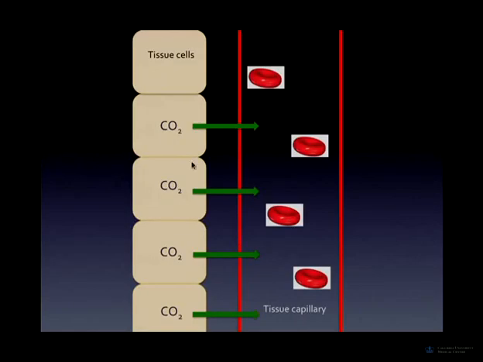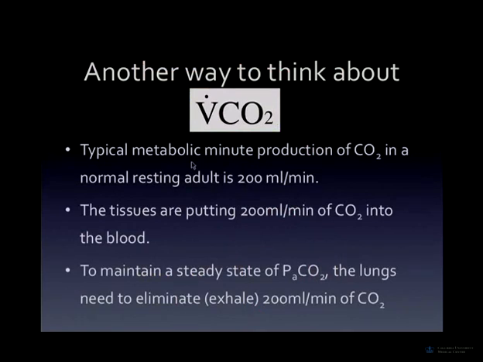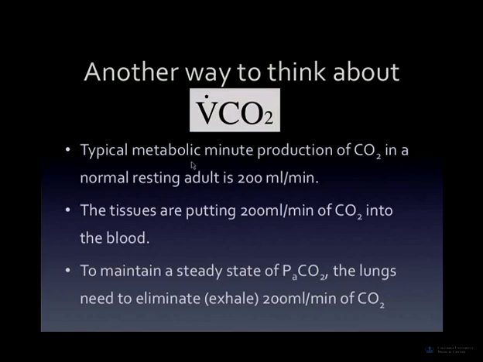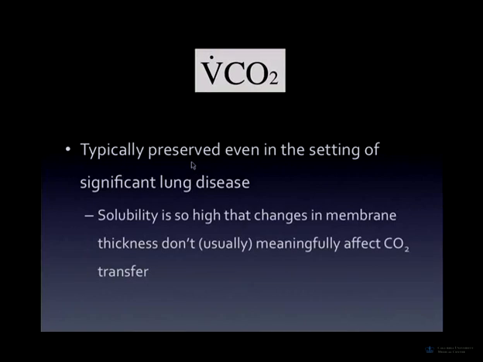And just schematically. So if the tissues are putting 200 milliliters per minute of carbon dioxide into the blood, which is a typical metabolic minute production, the lungs are going to have to eliminate 200 milliliters per minute of carbon dioxide from the alveoli to keep your arterial carbon dioxide concentration at a steady state. V dot CO2 is something that's typically preserved even well into significant lung disease because of the solubility of carbon dioxide, which we've already talked about.